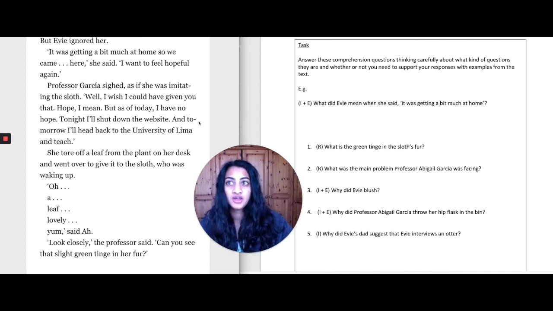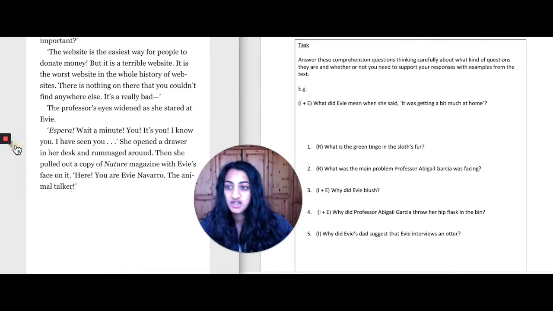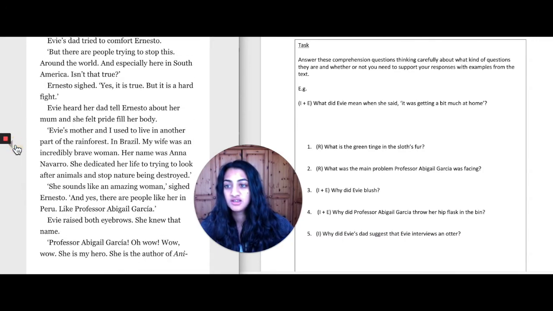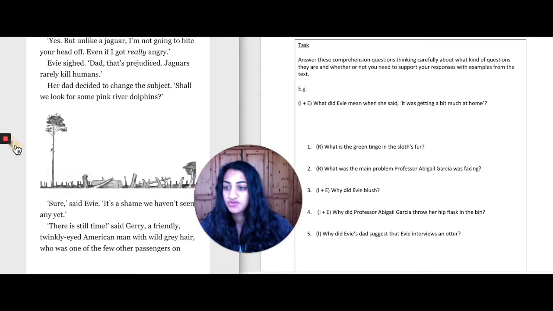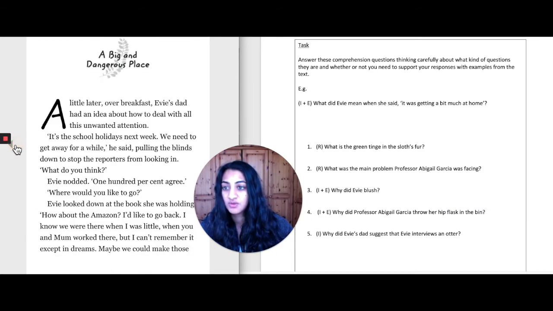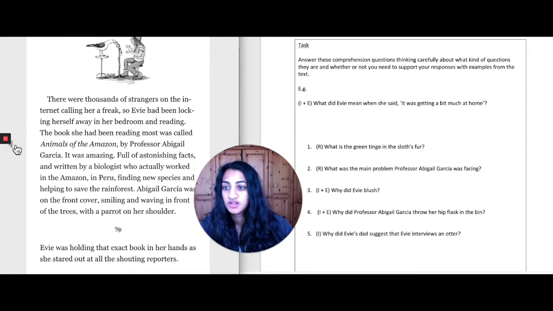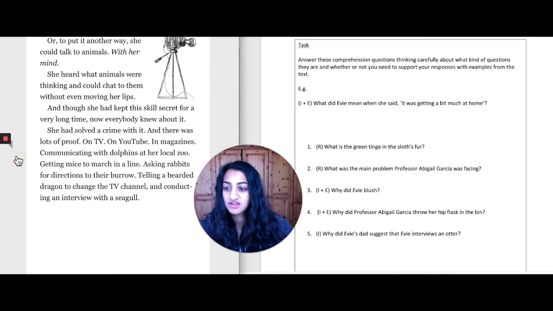Well, I remember that when Evie was last at home, that is when all those paparazzi people and photographers and journalists were taking photos of her. And I can actually go all the way back to the beginning of the story and find out if I can find any examples from the text when it says this, or when she talks about being at home. So, oh yeah, I remember now. It said, "There were thousands of strangers on the internet calling her a freak, so Evie had been locking herself in her bedroom and reading."